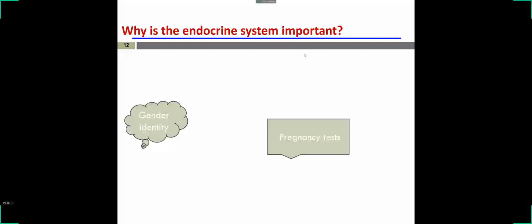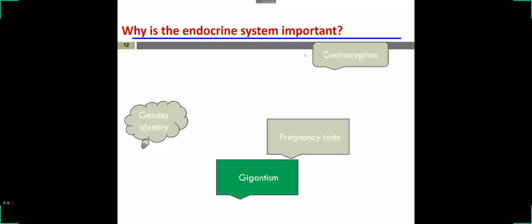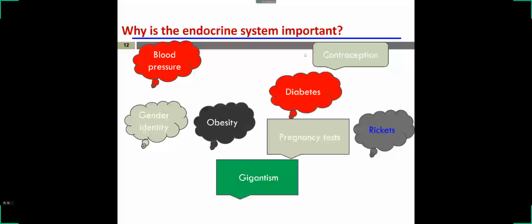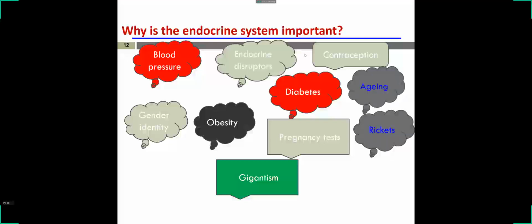It is what is involved when measuring for pregnancy. It's what controls contraception. It's what controls our height. What controls our bone structures, our blood pressure, diabetes, obesity. These are all endocrine disorders.